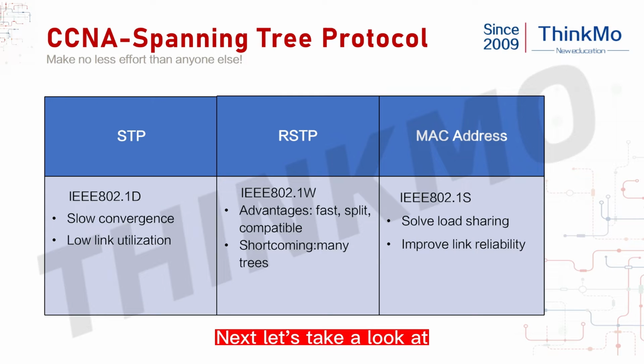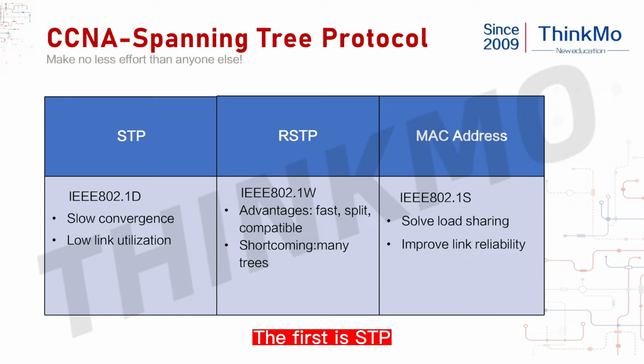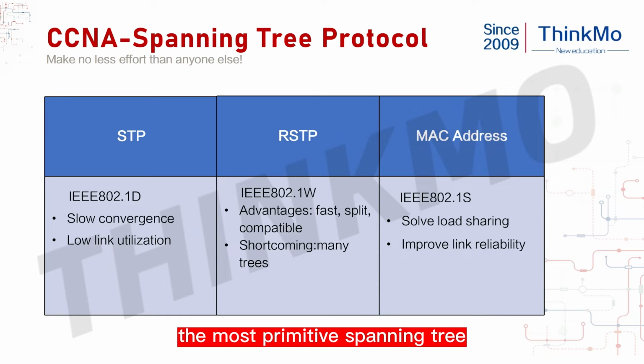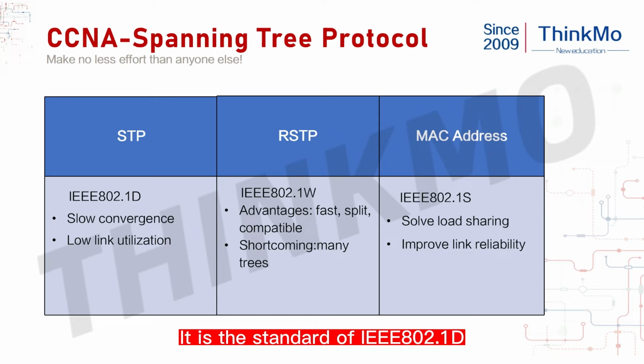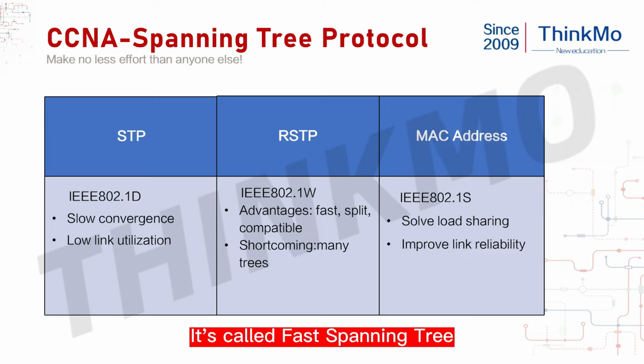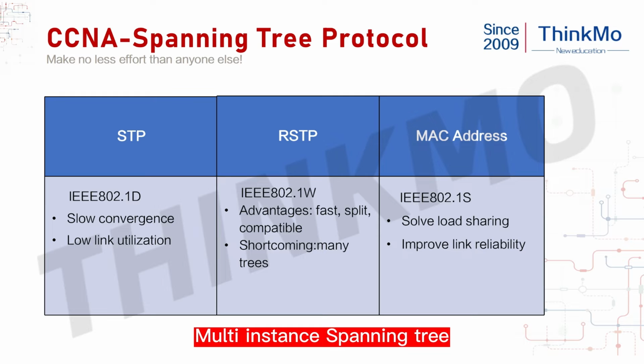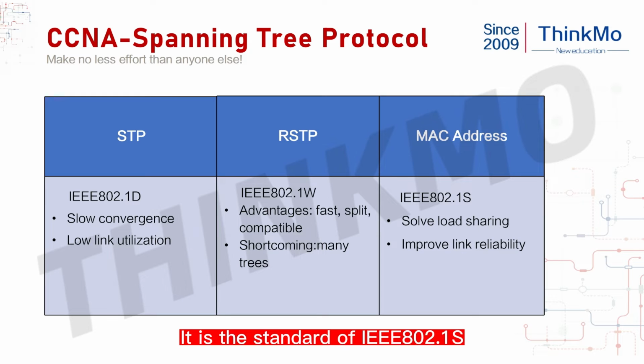Next, let's take a look at the Spanning Tree Protocol. What types are there? It is roughly divided into three types. The first is STP, the most primitive spanning tree. It is the IEEE 802.1d standard. And RSTP, called Rapid Spanning Tree, is the IEEE 802.1w standard. The third is MSTP, Multiple Spanning Tree. It is the IEEE 802.1s standard.